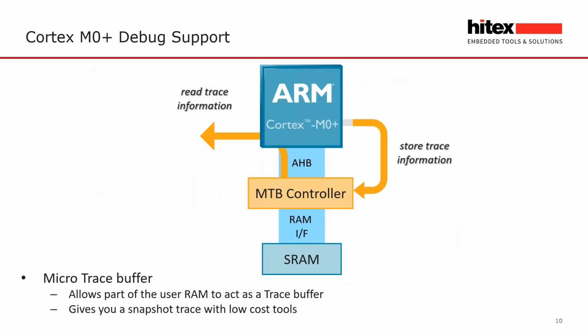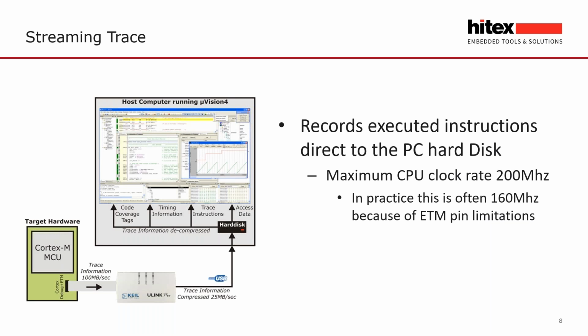Now the ULINK Pro is specified to run at CPU, the Cortex-M processor clock speed of 200 megahertz. However, in practice, a lot of the silicon manufacturers, the pins that bring out the trace information aren't fast enough to support this speed. So very often we find that the trace, the ETM trace, tops out at around 160 megahertz.